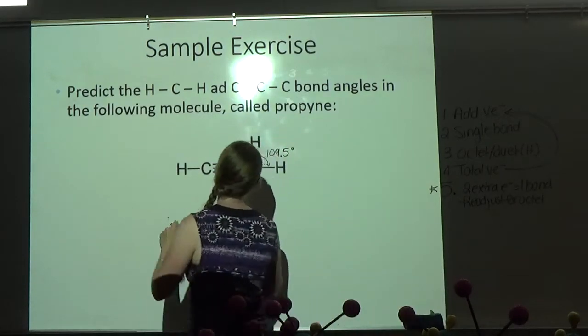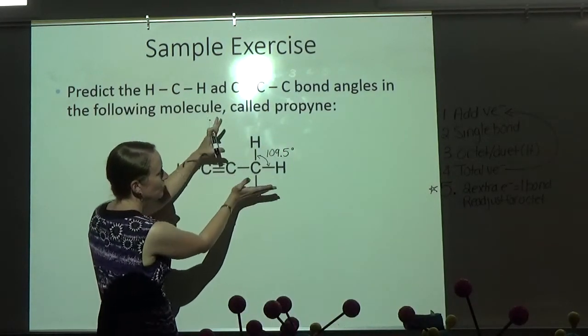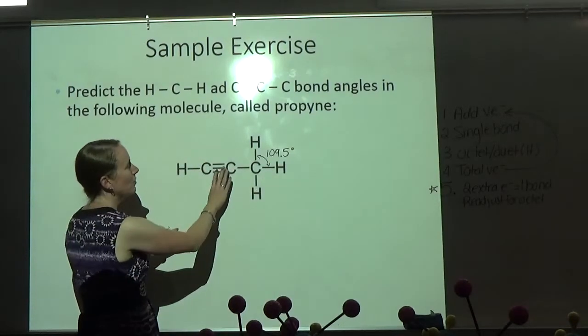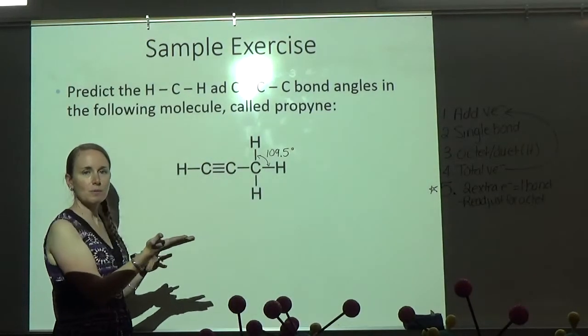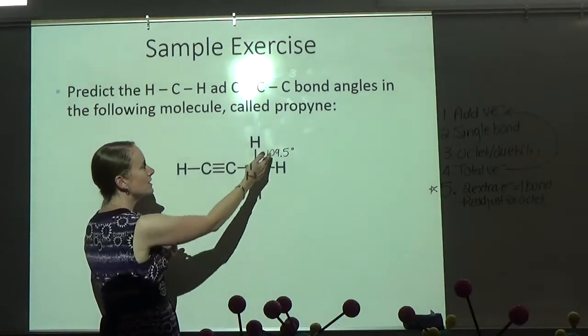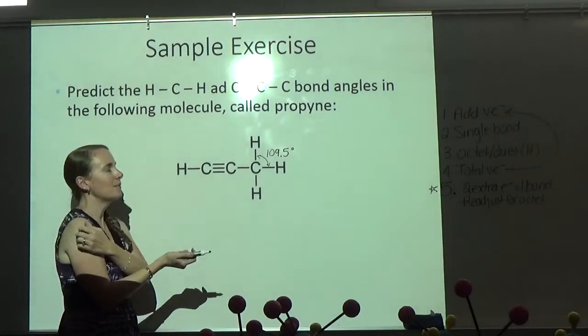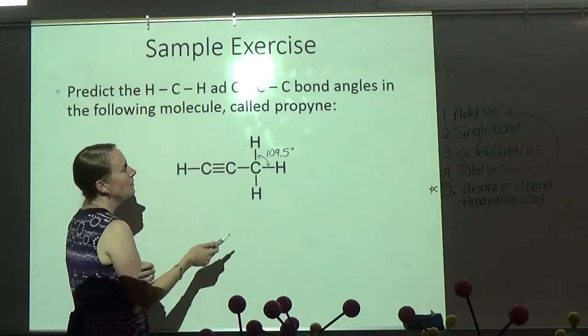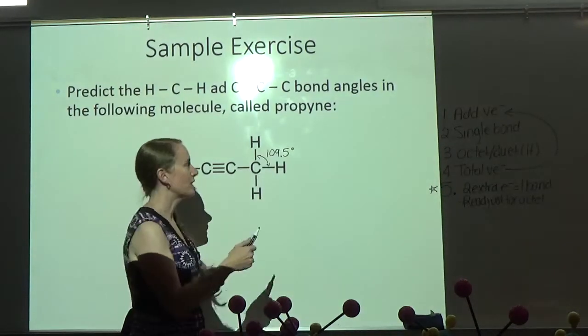Now, of course, you could argue, whoa, wait a minute, there's a triple bond up here. Wouldn't there be a little bit of squeezing? Well, it is a little further away from the triple bond, but there could be a little squeezing. So you could put less than 109.5 if you wanted, but mainly I would just leave 109.5 for that one.